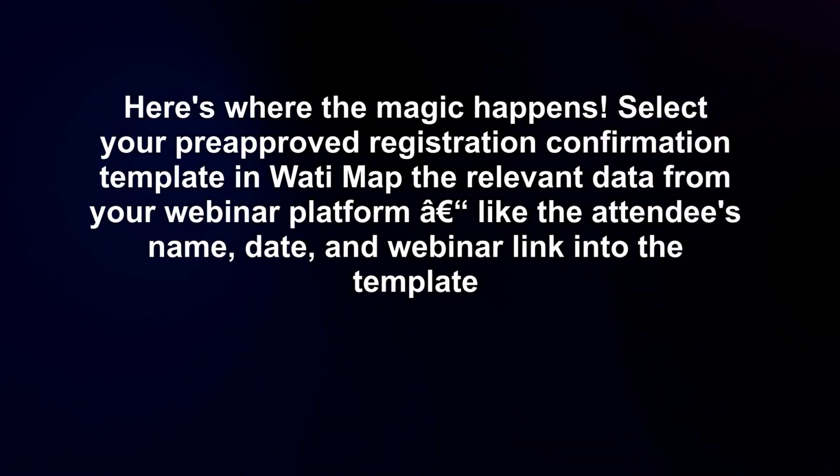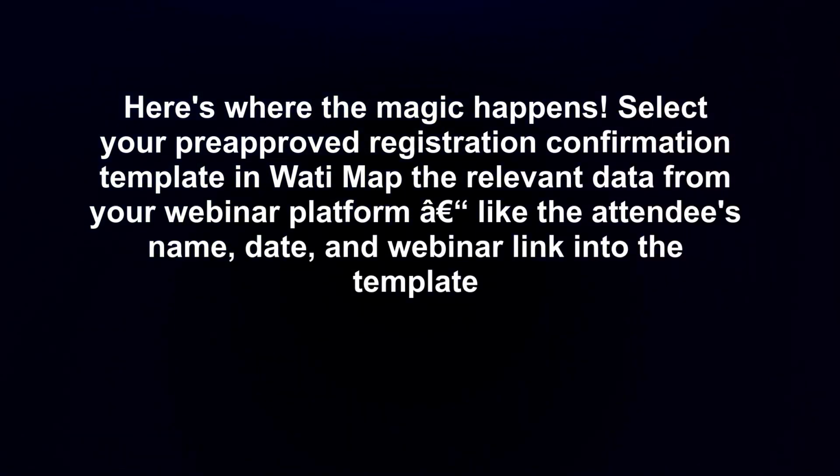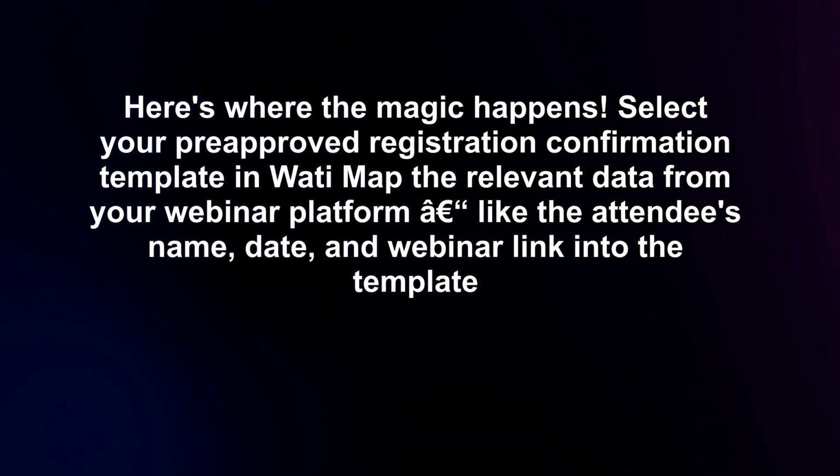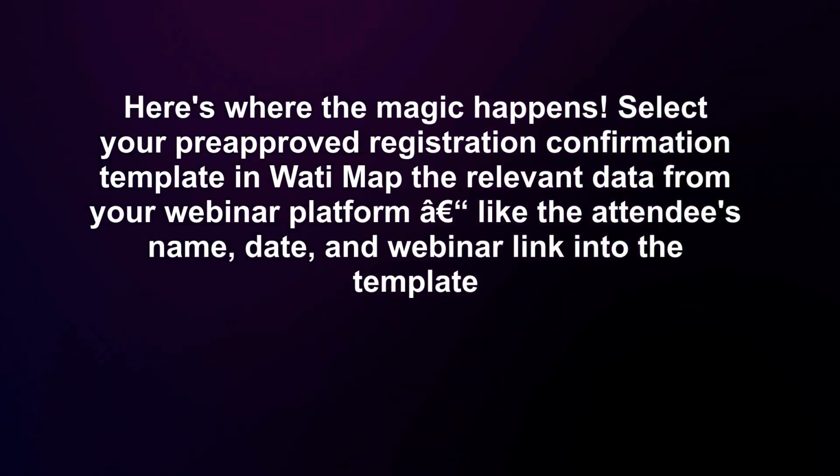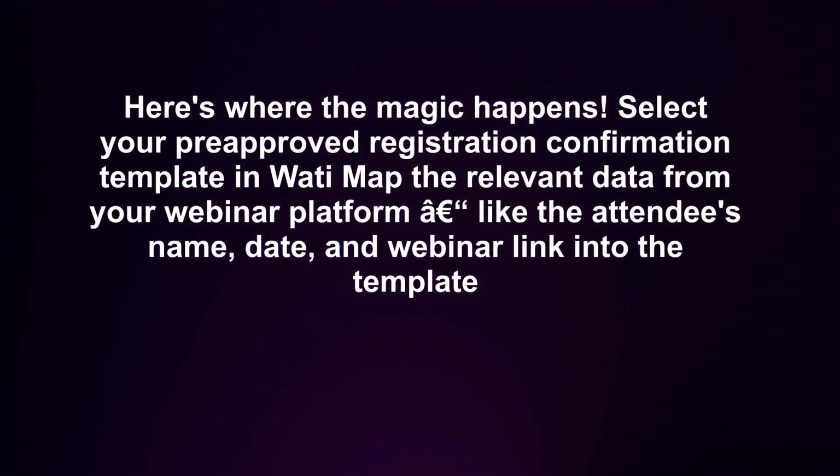Here's where the magic happens. Select your pre-approved registration confirmation template in Wati. Map the relevant data from your webinar platform, like the attendee's name, date, and webinar link, into the template.